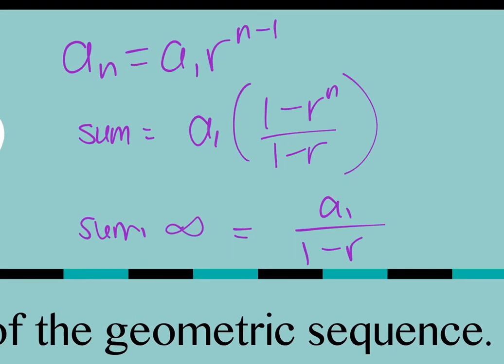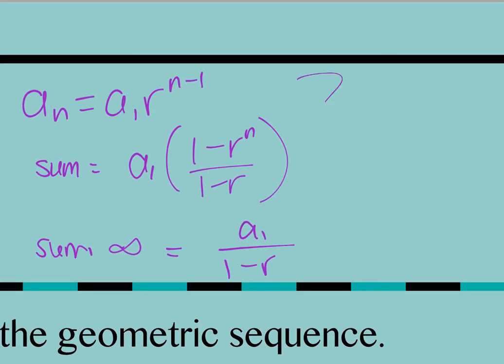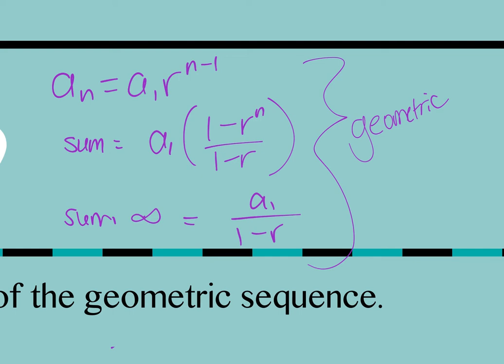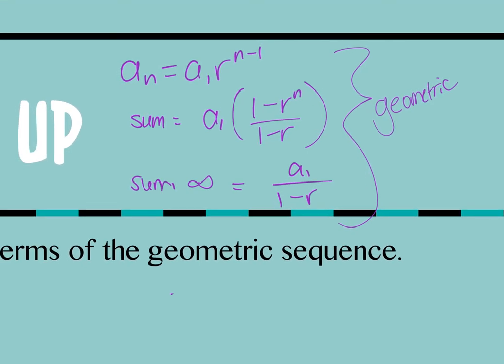All right, so we wrote the formulas for geometric up on the top. The a sub n is a1 times r to the n minus 1. The sum of a finite series is a1 times 1 minus r to the n over 1 minus r. And then the sum of an infinite series, where r has to be a fraction. Remember, it has to be in between 0 and 1. Can't be improper. It has to be a fraction. Can be positive or negative, but it has to be a fraction. Would equal a1 over 1 minus r.